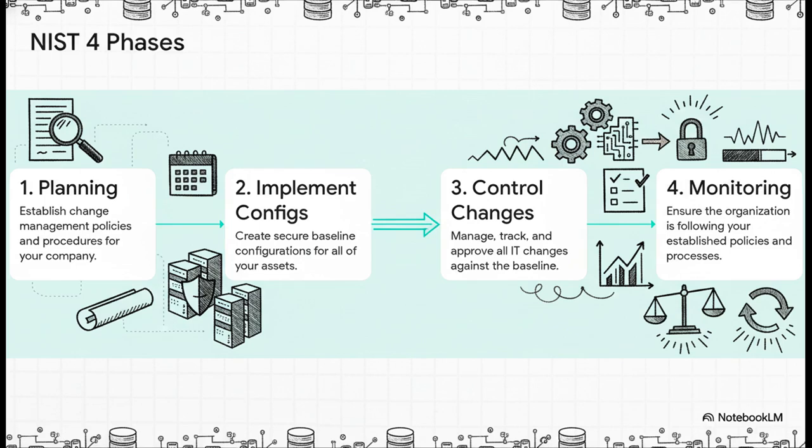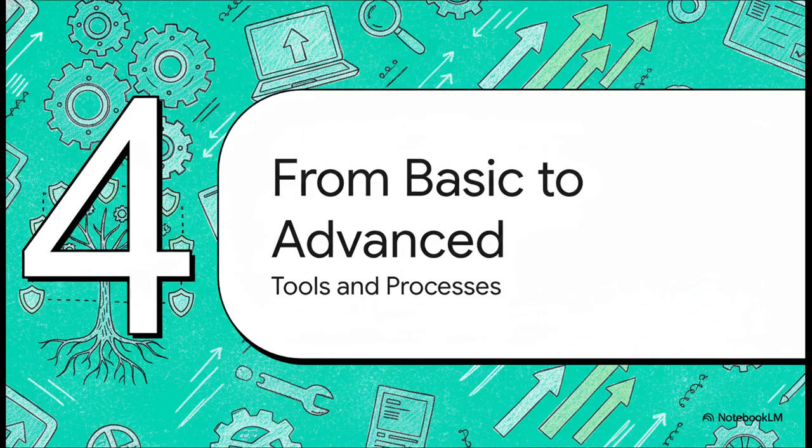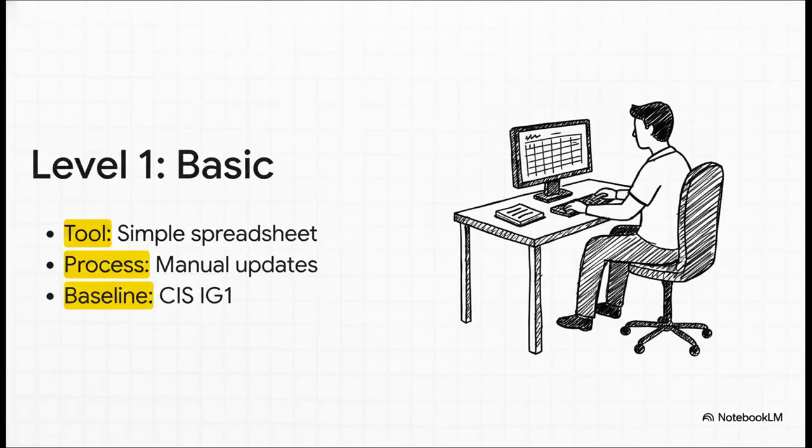It just makes sense. So, how do you actually put all of this into practice? In this section, let's look at the tools and processes you can use as your organization grows and matures, from a basic spreadsheet all the way to advanced enterprise platforms. Look, for a small business just starting out, the basic level is totally fine. You can literally start with a spreadsheet. The key is just to manually track your assets and follow some foundational security controls, like the ones from the Center for Internet Security's Implementation Group 1. Starting simple is infinitely better than not starting at all.